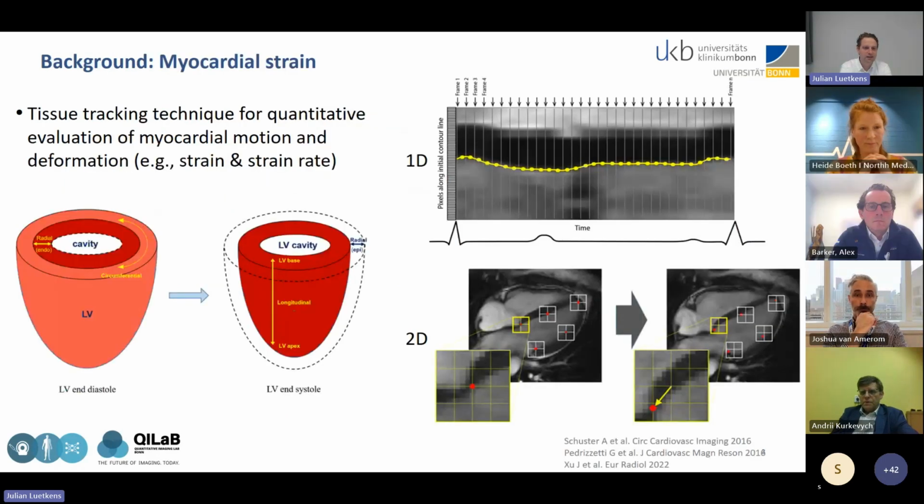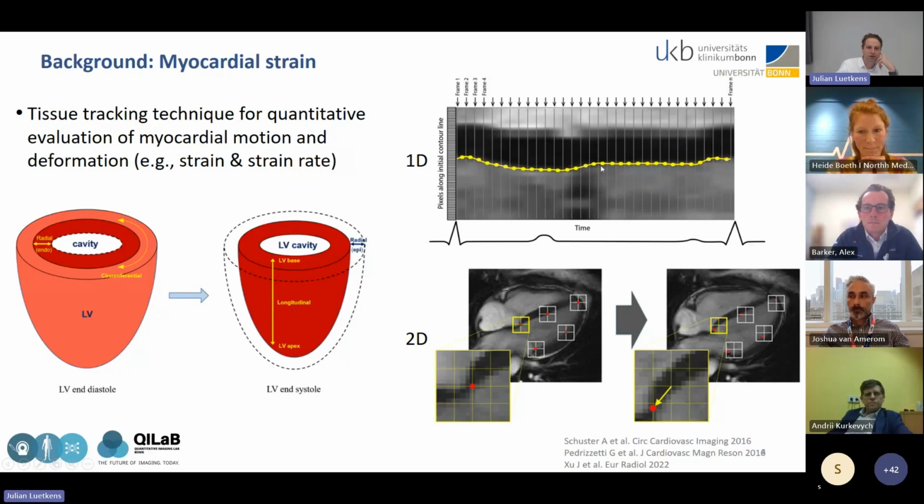Just as a background, what are we looking at with myocardial strain? Myocardial strain is a tissue tracking technique for a quantitative evaluation of myocardial motion and deformation. Clinically, it is mostly used within the three directions of the left ventricle: the longitudinal direction, the radial direction, and the circumferential strain is also mostly derived.